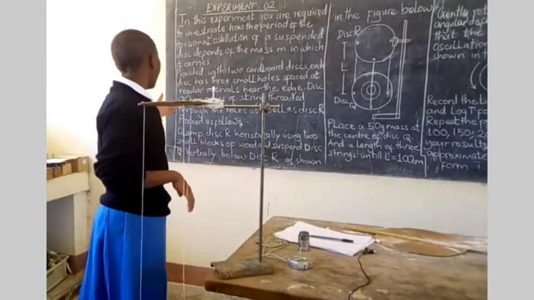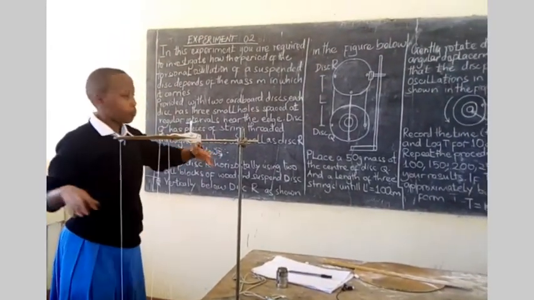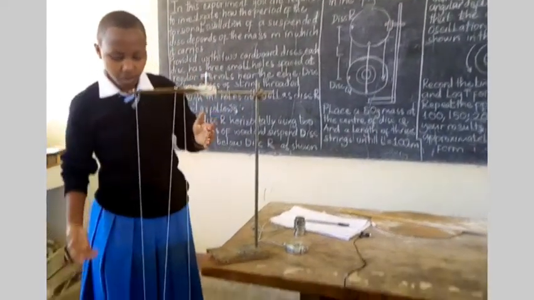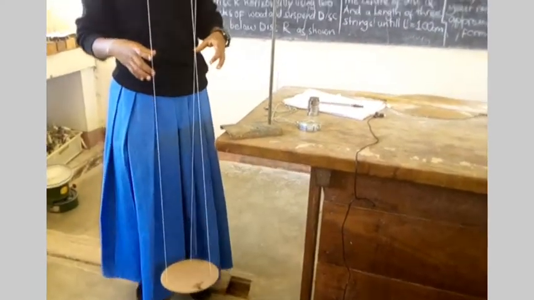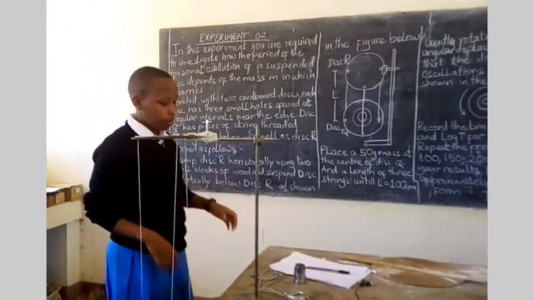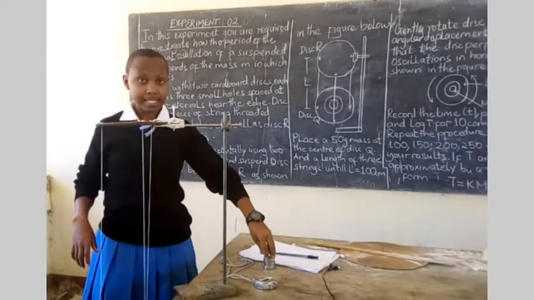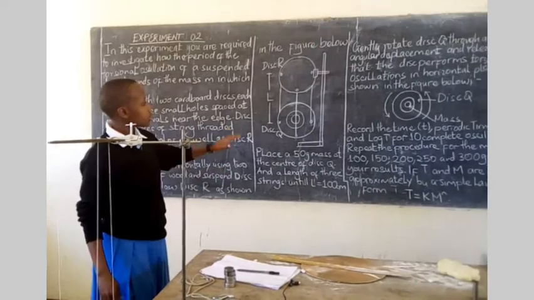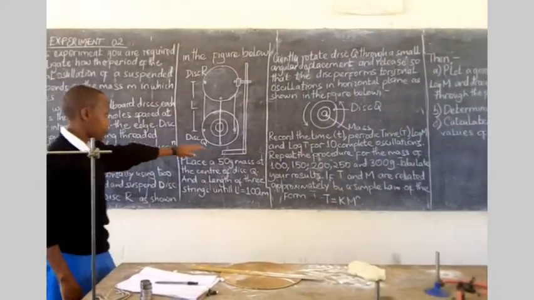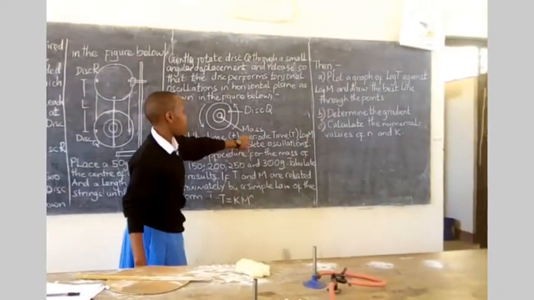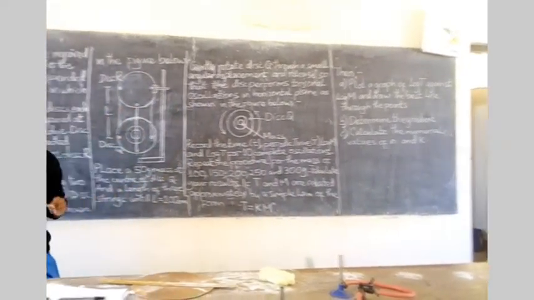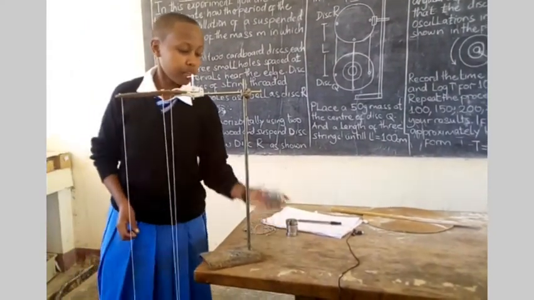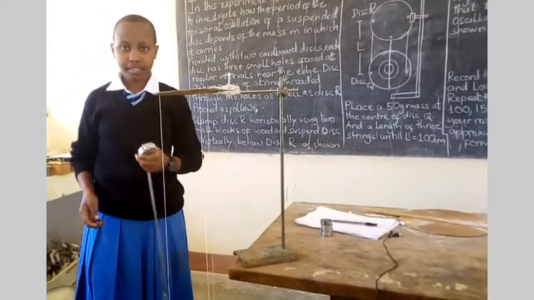In our question, we are told to suspend the disk horizontally, in which these disks are connected by strings. We are also provided with different masses, which we can use in obtaining the time. We are told to find the time for 10 complete oscillations, and also the periodic time for different masses. We are also provided with a stopwatch for recording the time taken for oscillation.